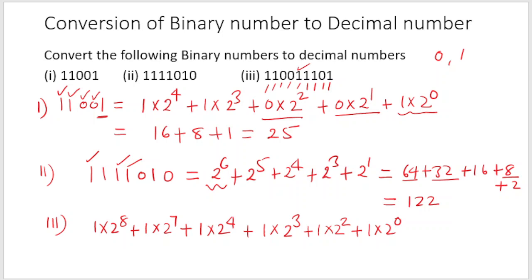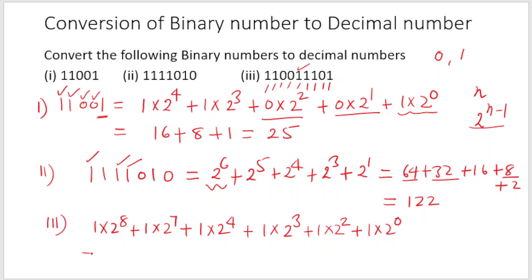So I hope you got the pattern. You have to multiply the digit 0 or 1 by 2 to the power 1 less than its location. Let me rephrase it. If a particular digit is coming in 7th position from the right, I should multiply it by 2 to the power 6. If it is coming in nth position, then I will multiply it by 2 to the power n minus 1. So that is the idea.